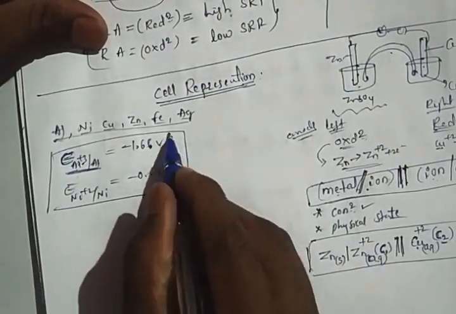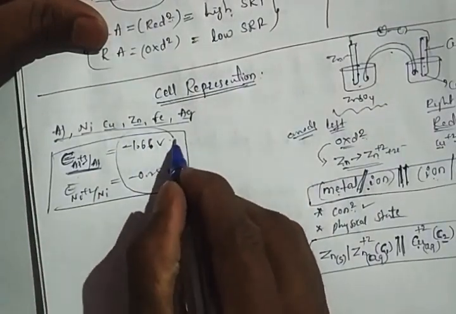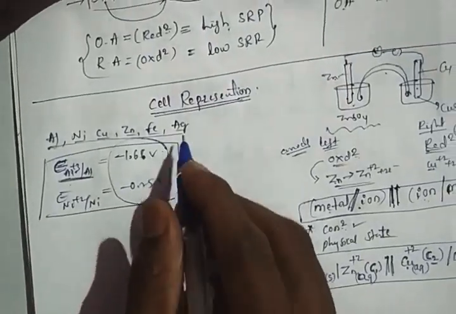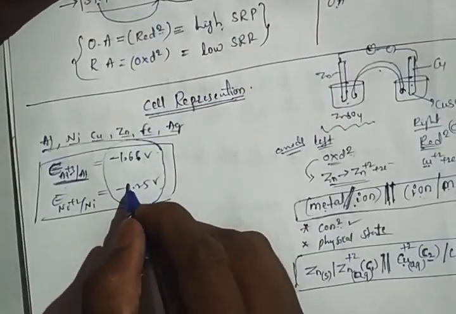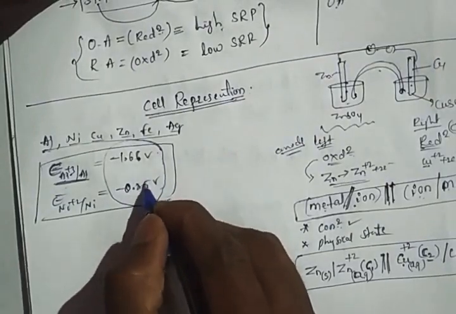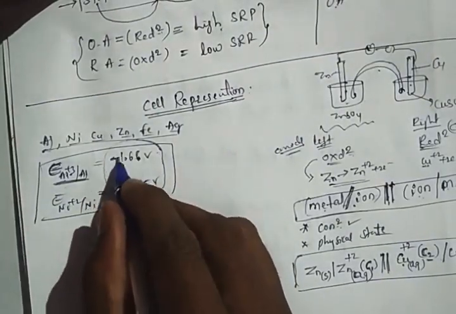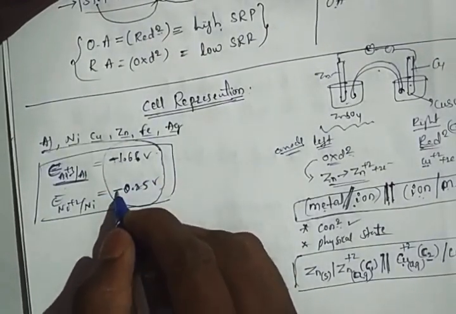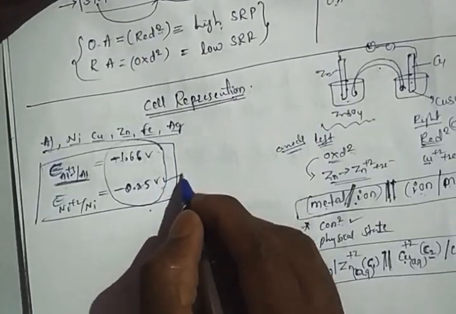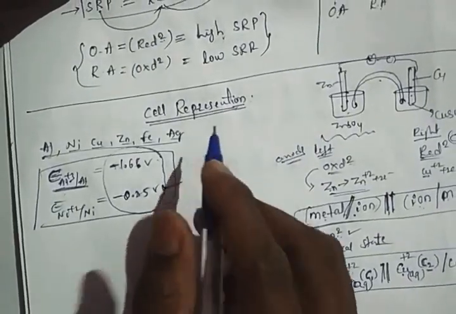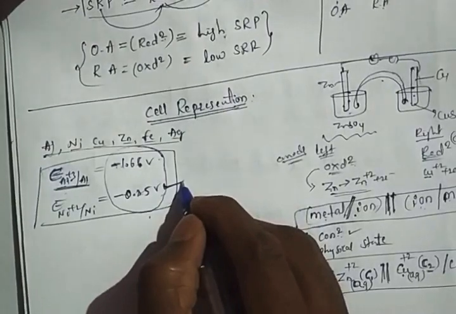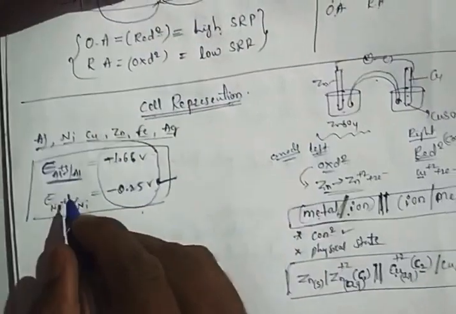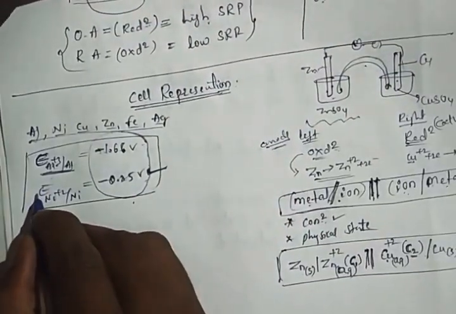Now predict among these two values which one is the lowest and which one is the highest. Minus 0.25 is the largest value among these two, because compared to minus 1.66, this minus 0.25 value is larger. The higher the reduction potential value, the higher the tendency to undergo reduction. That means nickel ion must undergo reduction.